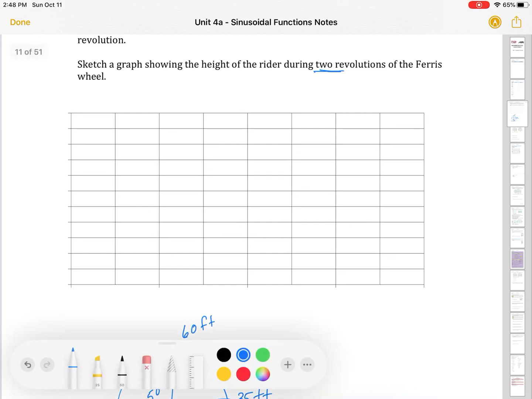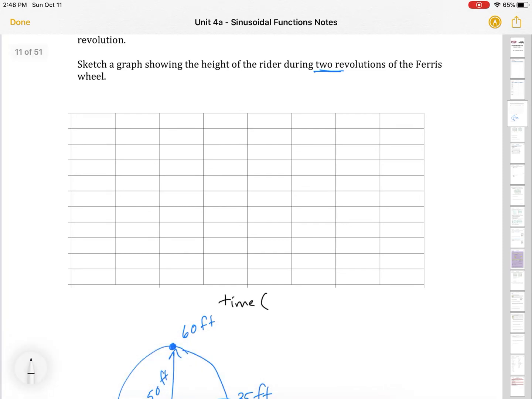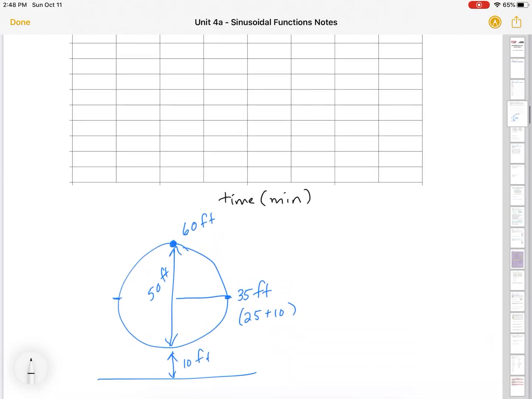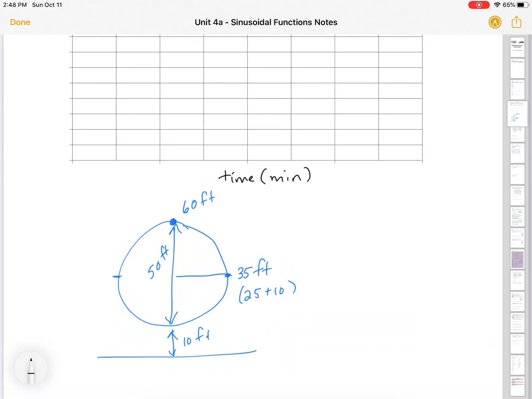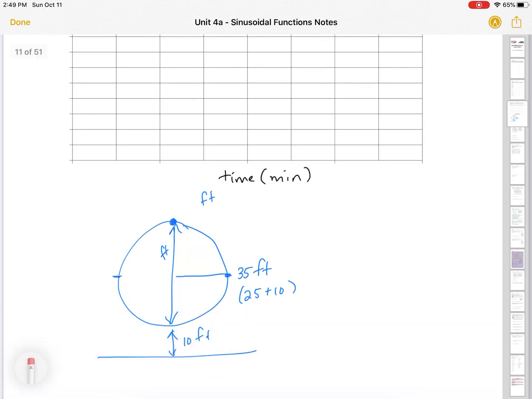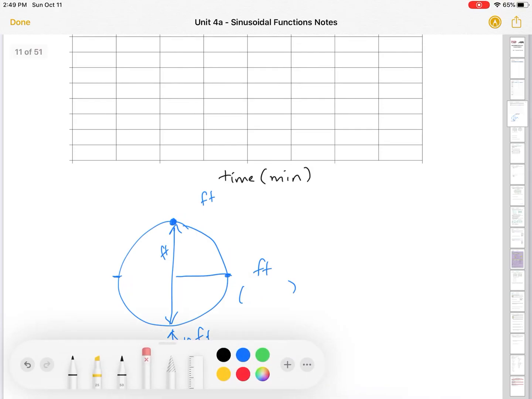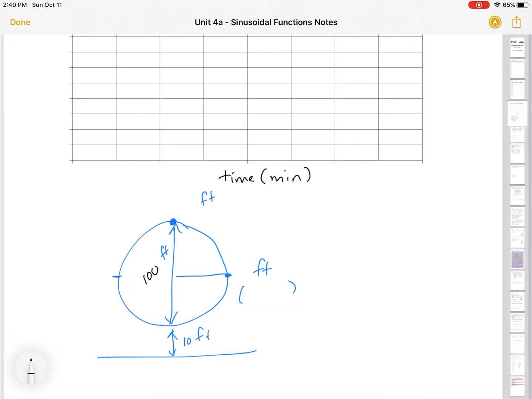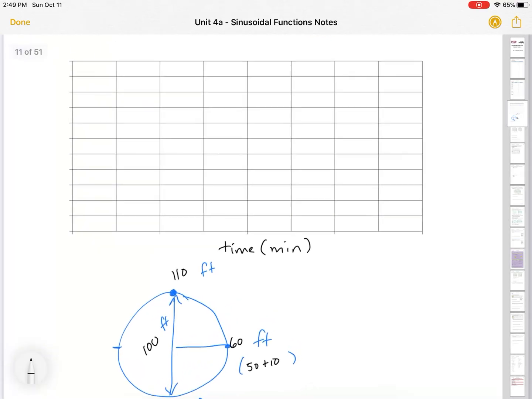Now, on the bottom, we're going to have time, and it's in minutes, right? And our height, oh, wait a minute, it's the radius. Sorry, the radius is 50 feet. So that means this is 100 feet. So that means that this is 110 feet. And halfway up will be 50 plus 10. So it'll be 60 feet. That's a big mistake. So I'm glad I corrected that.